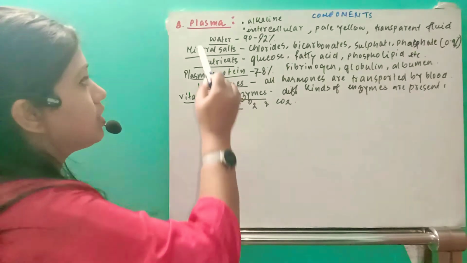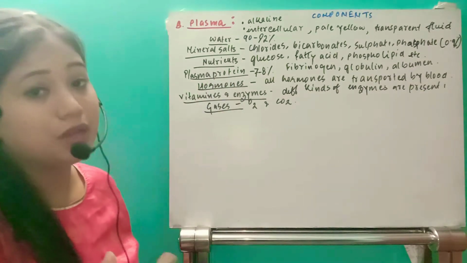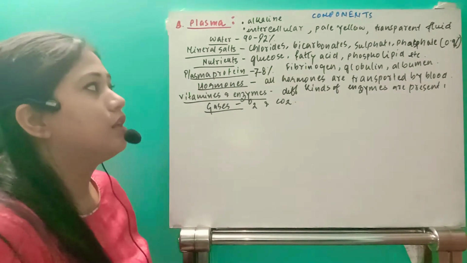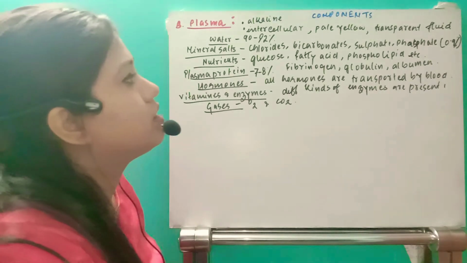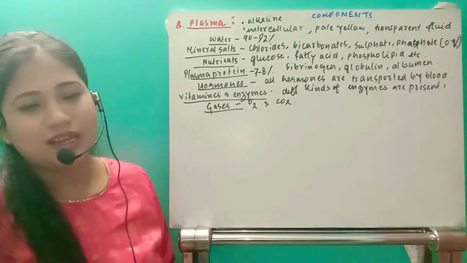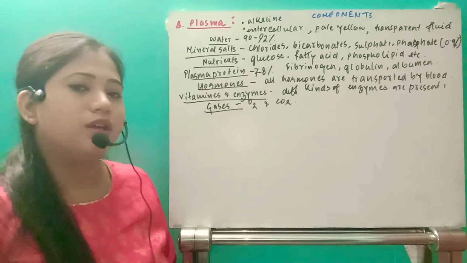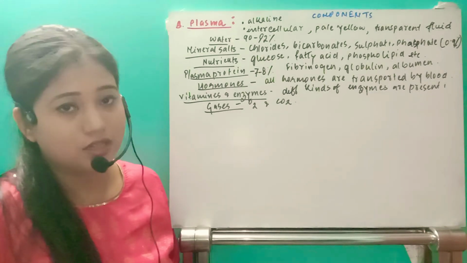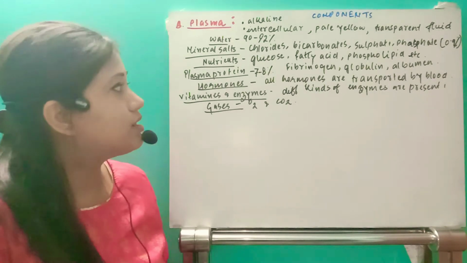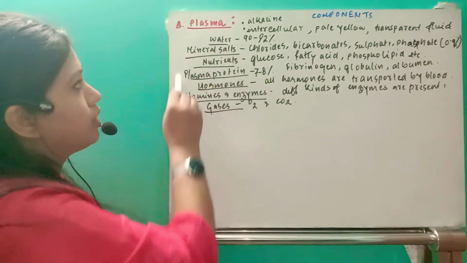Okay, so what is it? This plasma is basically intercellular, pale yellow, and a transparent fluid. It is slightly yellowish in color, but we can also say that it is transparent. Next, what are the components of the plasma?